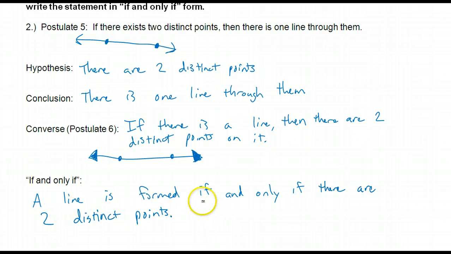What this allows me to do, if and only if, I can start here with my hypothesis and conclude that there are two distinct points. If I have a line, then there are at least two distinct points on it. Or I could go the other way because of this if and only if part. If I have two distinct points, then a line is formed. So in order to form a line, I need 2 points, at least 2 points. And if I have 2 points, I form a line.